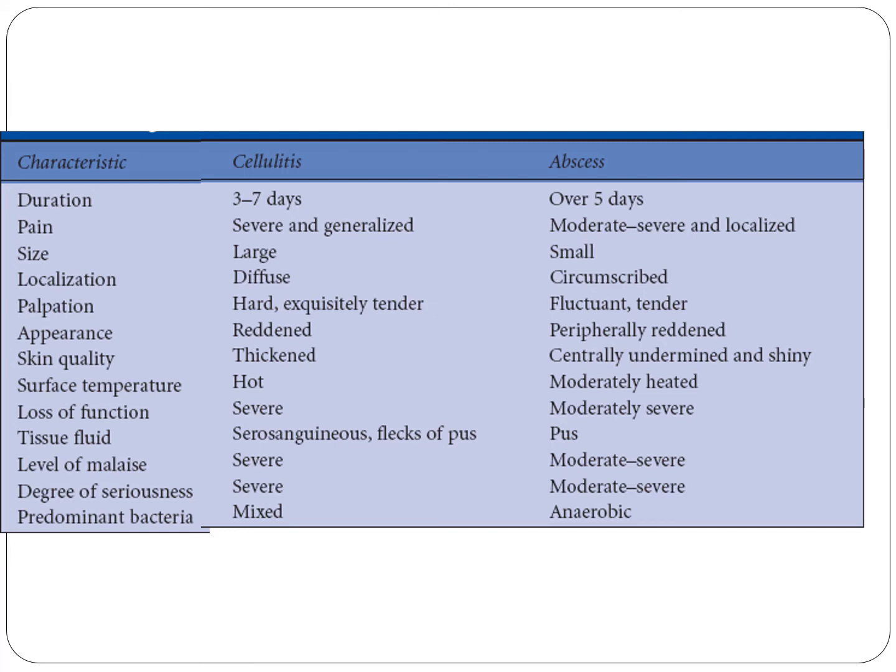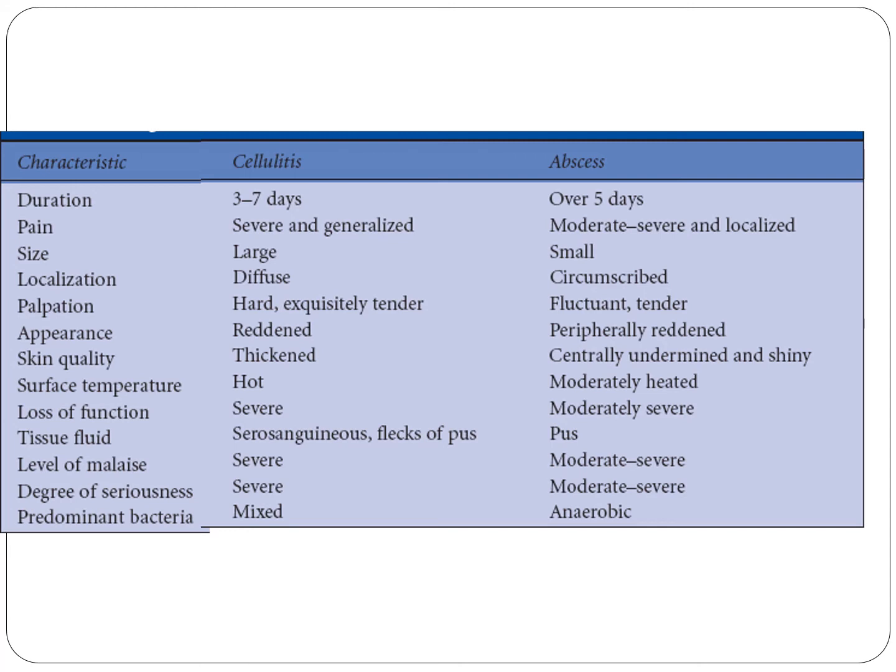Like I said earlier, the duration for cellulitis is around 7 days and abscess is over 5 days. And pain will be severe and generalized in cellulitis, whereas in abscess it is moderate and localized. Of course it can be moderate to severe, but the pain is localized. The patient will be able to locate the pain. And the size, since it is diffuse, cellulitis spreads over a large area, it is large. Whereas abscess is more confined and localized, it is small. As I said earlier, cellulitis is diffuse and abscess is more circumscribed.